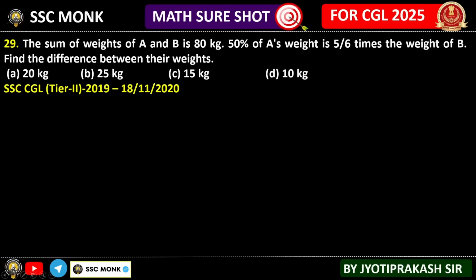Next, sum of weights of A and B is 80 kg. 50% of A's weight is equal to 5 by 6 times of weight of B. Now see what it is saying. 50% of A's weight, that means half of A is equal to 5 by 6 times of B. So I can write A by B is equal to 2 will be multiplied here. So 10 by 6. Sir, A is 10, B is 6. So what is the difference?